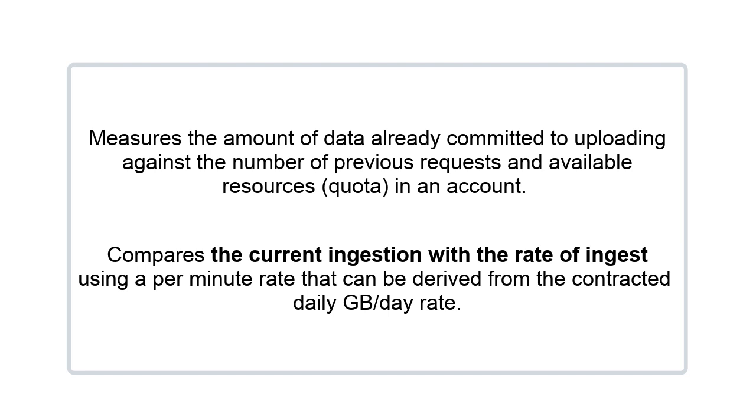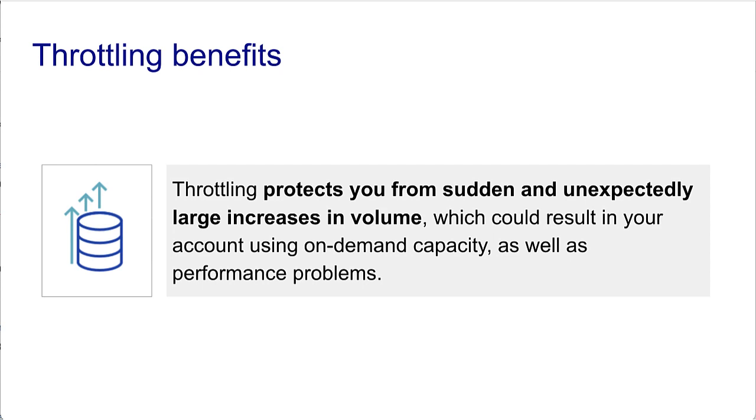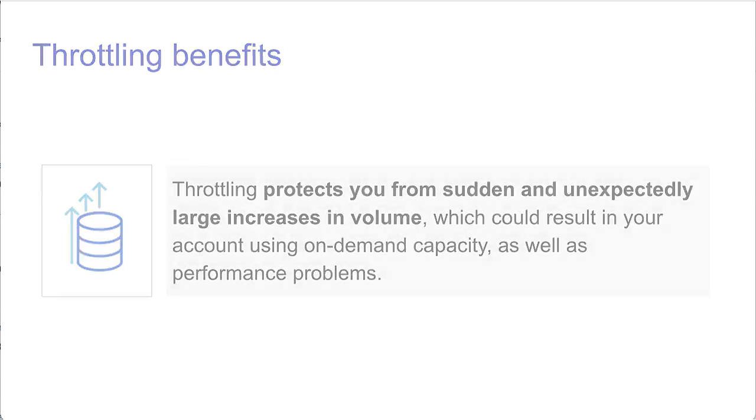In other words, Sumo Logic compares the current ingestion with the rate of ingest using a per-minute rate that can be derived from the contracted daily gigabytes per day rate. Throttling protects you from sudden and unexpectedly large increases in volume, which could result in your account using on-demand capacity, as well as lead to performance problems.